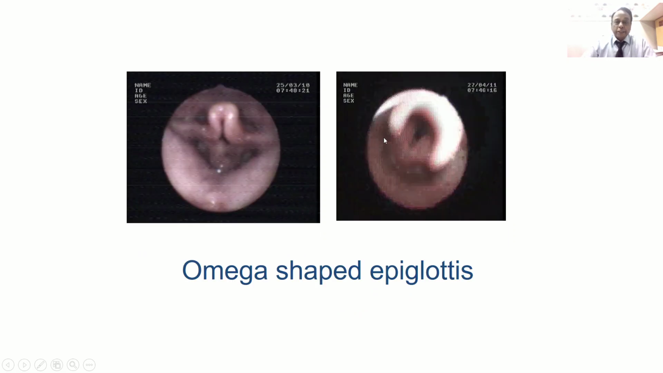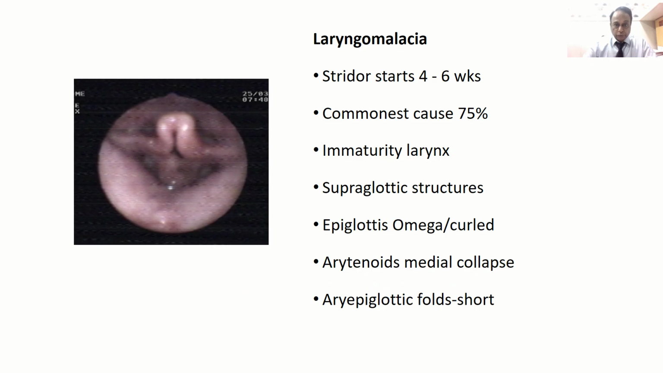Laryngomalacia may be divided into three: mild, moderate, and severe. In most of the mild cases, you can say the epiglottis is abnormal, either omega shaped or curled on its own. All these things you can see, and that is what I have shown also.